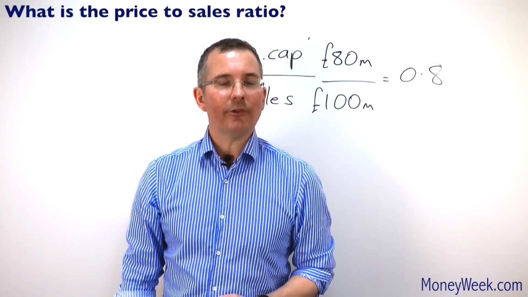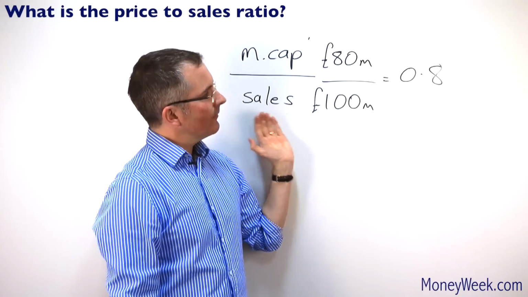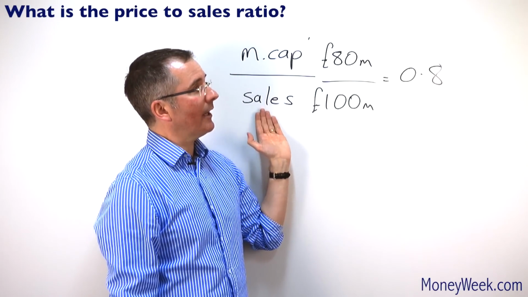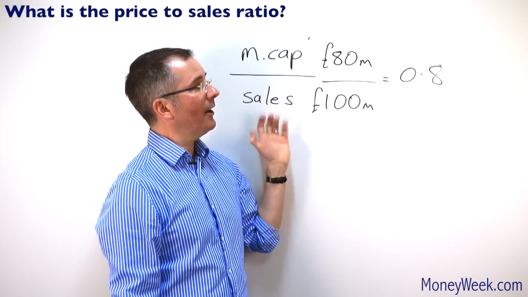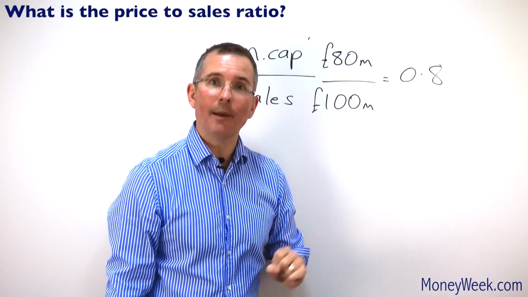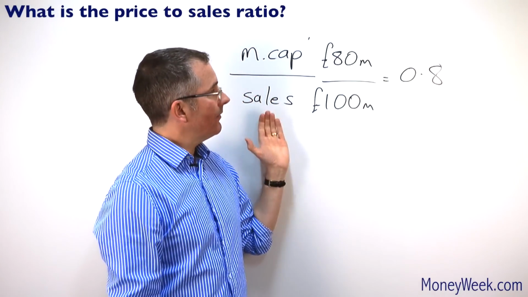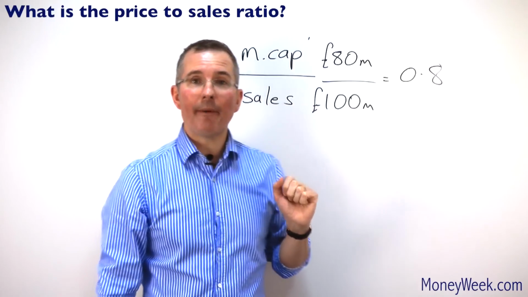But what other advantages does it have? How else can you use it? First off, notice it uses the sales figure rather than something like earnings. The price to earnings ratio would use an earnings figure, and earnings are easier to manipulate and play around with if you're the directors of the company. So fans say this is a stronger ratio because it uses a sales figure. It's harder to play around with.